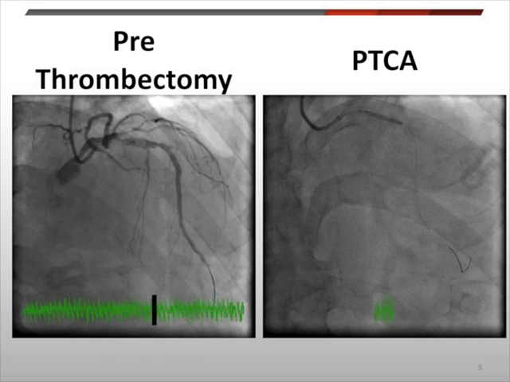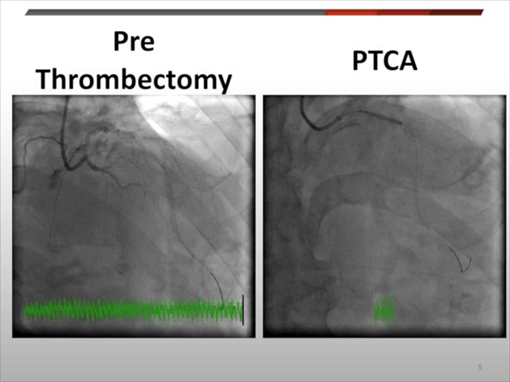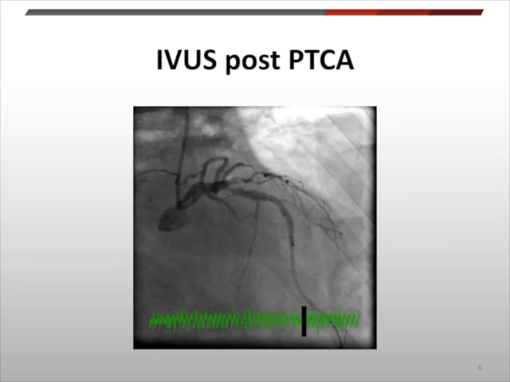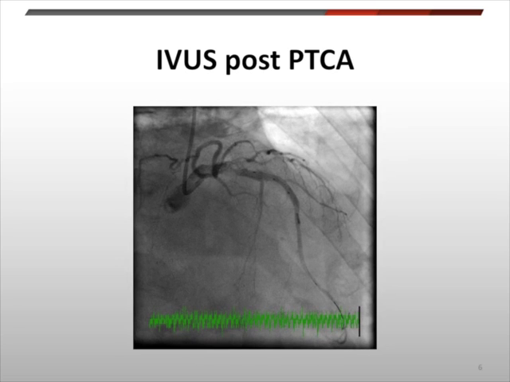After wiring the vessel, we immediately got back flow, but we saw a large thrombus burden, and we followed that up with thrombectomy and a quick PTCA. After PTCA, we decided to do an intravascular ultrasound. This is the Platinum catheter marketed by Volcano, and you can see the fairly characteristic markers on the device.